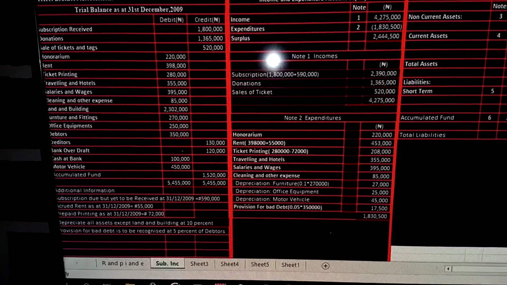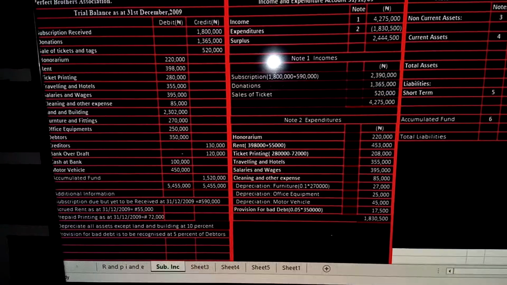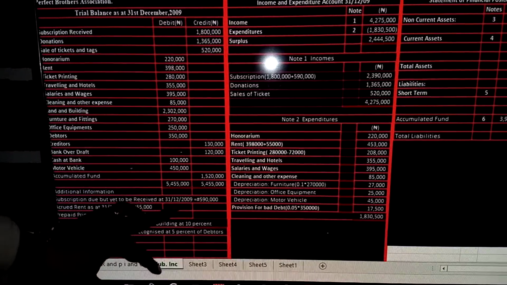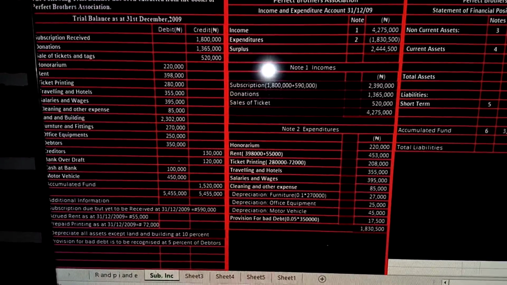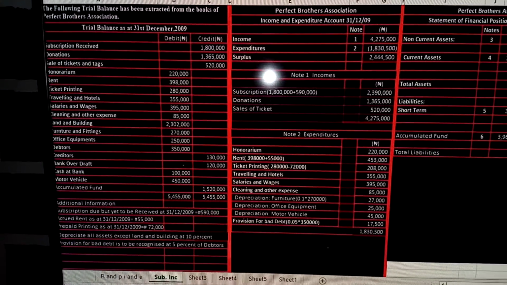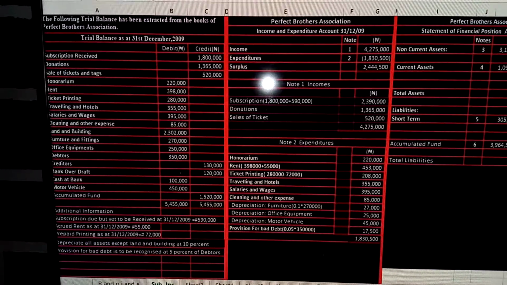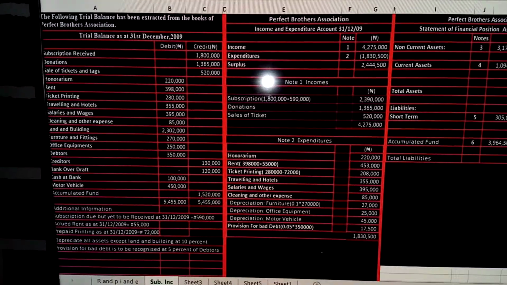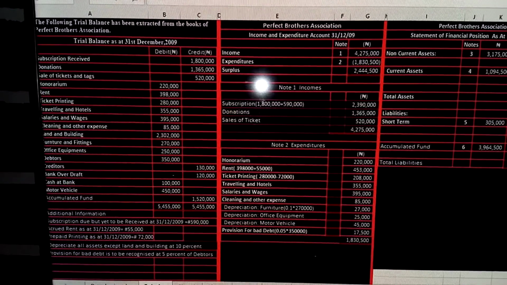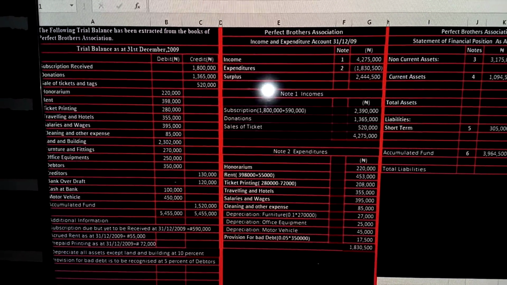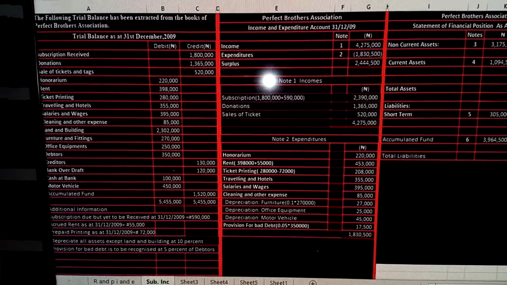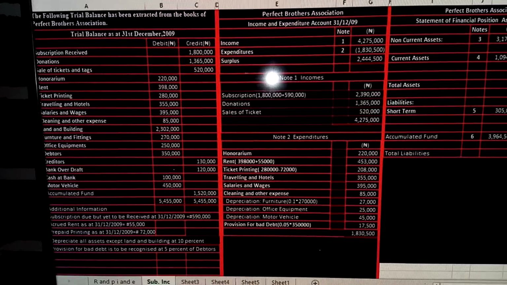Now there's additional information. It says subscription due but yet to be received as at 31st December 2009 is 590,000. This is subscription in arrears at the end of the period, and I already taught you how to treat it. Subscription in arrears at the end of the period is what is added. At the beginning of the period, you subtract. But here, I think the question is only saying at the end of the period. So you add.